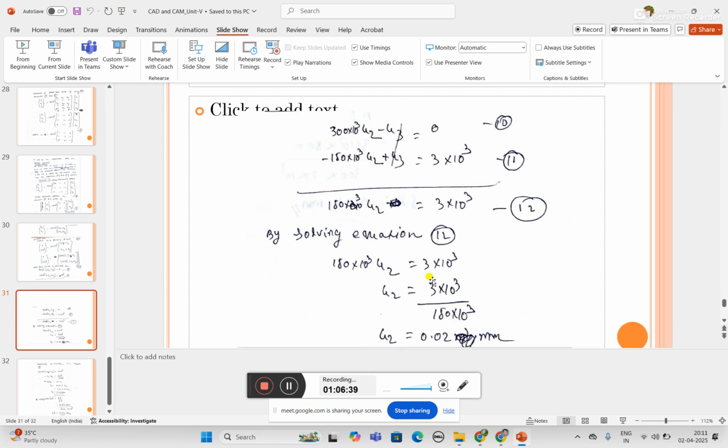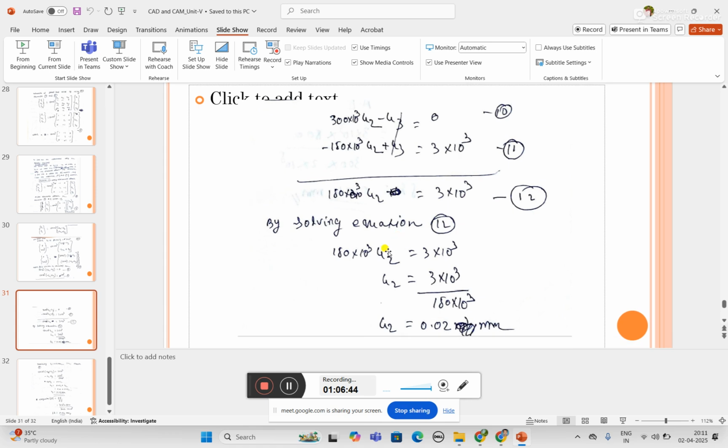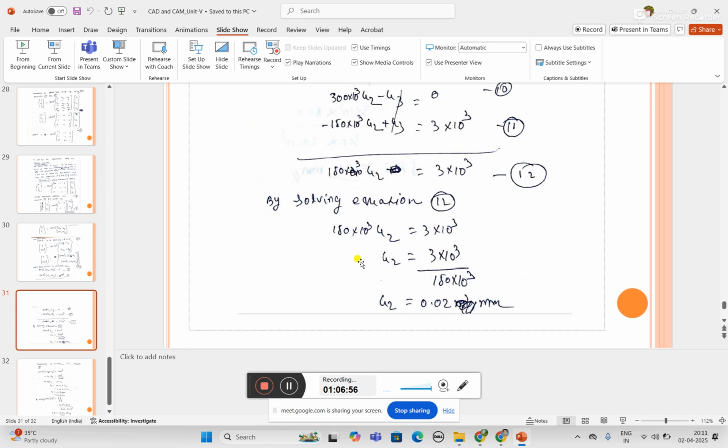ఈ రెండు ఈక్వేషన్స్ మనం సాల్వ్ చేయాలి, ఎందుకంటే మనం డిస్ప్లేస్మెంట్ u2 కనుక్కోవాలి. So we are solving the equation number 12. ఈ రెండు 10 - 11 సబ్స్ట్రాక్ట్ చేయడం వలన ఈక్వేషన్ 12 వచ్చింది. ఈ ఈక్వేషన్ 12ని సాల్వ్ చేసినామంటే u2 కనుక్కుంటాం. By solving the equation, we are writing 150 × 10⁻³ u2 is equal to 3 × 10⁻³, and u2 is equal to 3 × 10⁻³ by 150 × 10⁻³, and finally u2 వాల్యూ 0.02 mm వచ్చింది.